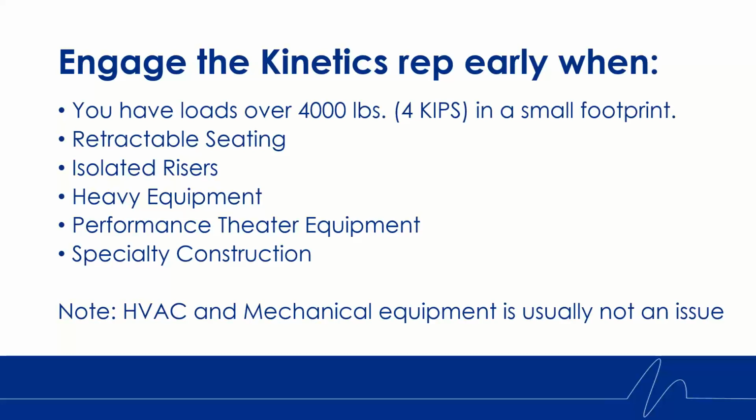Engaging Kinetics reps early in the project can help identify constructability issues and challenges ahead of time, so that the project can move forward without as many interruptions. Generally speaking, if you have any load exceeding 4,000 pounds in a small footprint, it is wise and most likely profitable to contact your local Kinetics rep to review what may be required prior to sending out to bid or bidding the project itself. Mechanical and HVAC equipment are usually not an issue, but be aware of retractable seatings, isolated risers, heavy equipment, theater equipment, and specialty construction, to name a few.